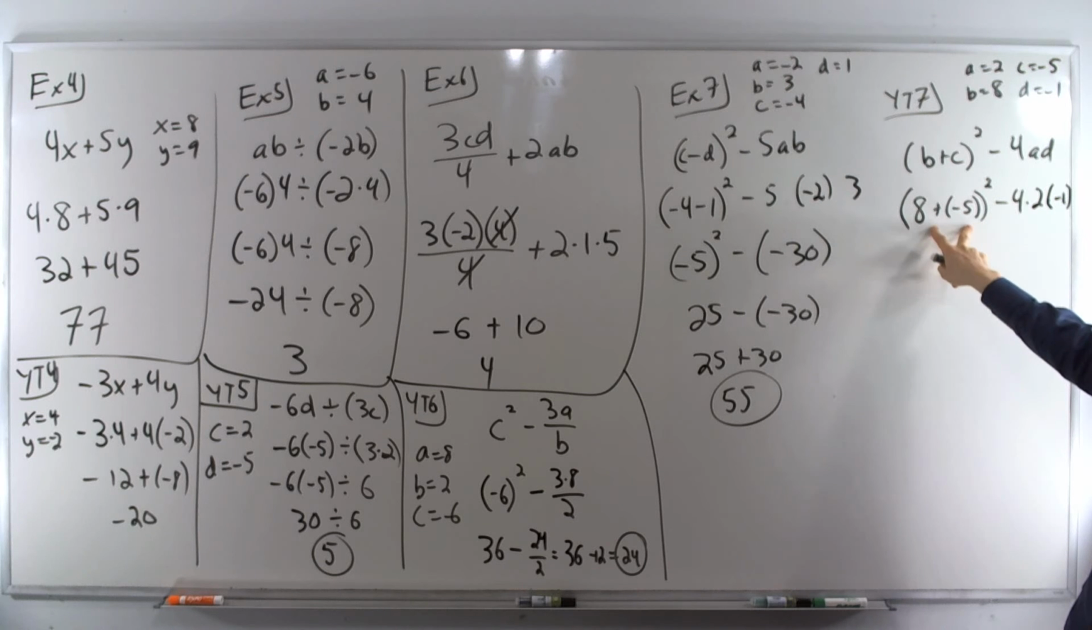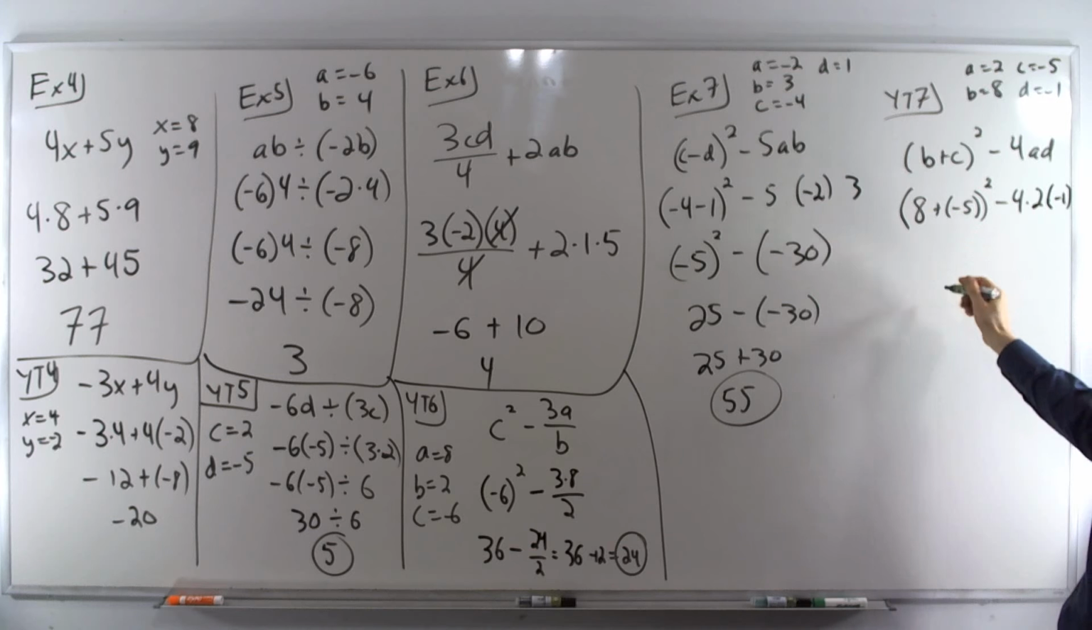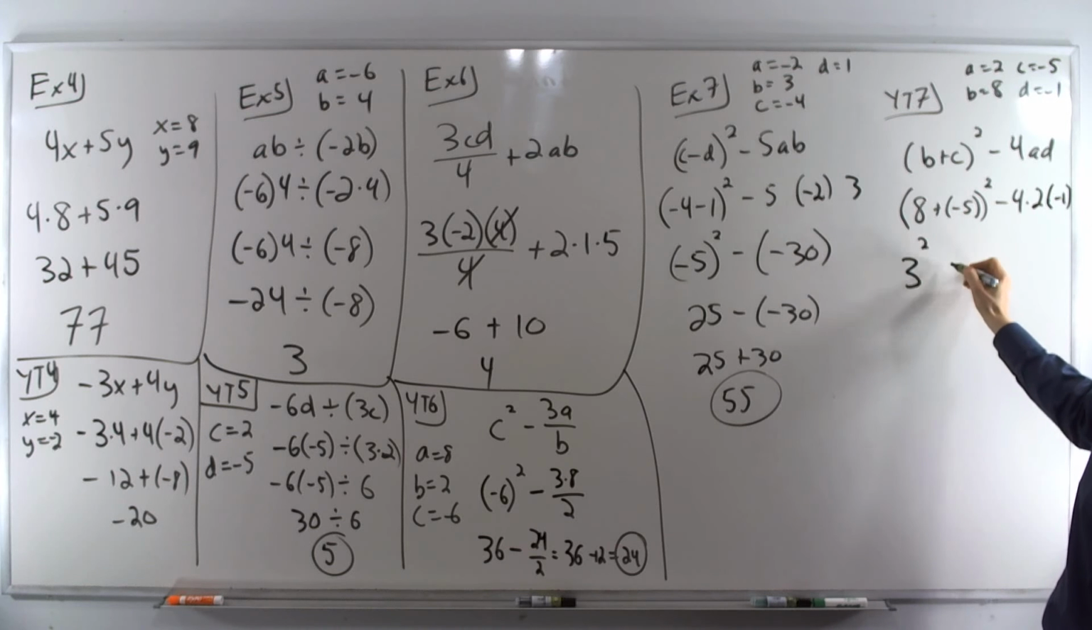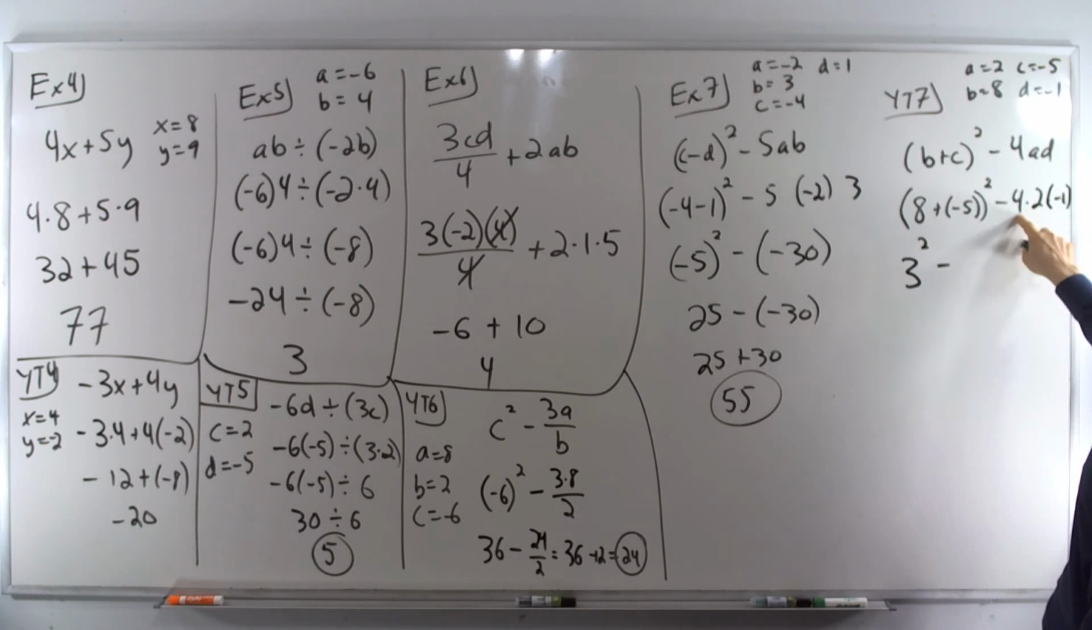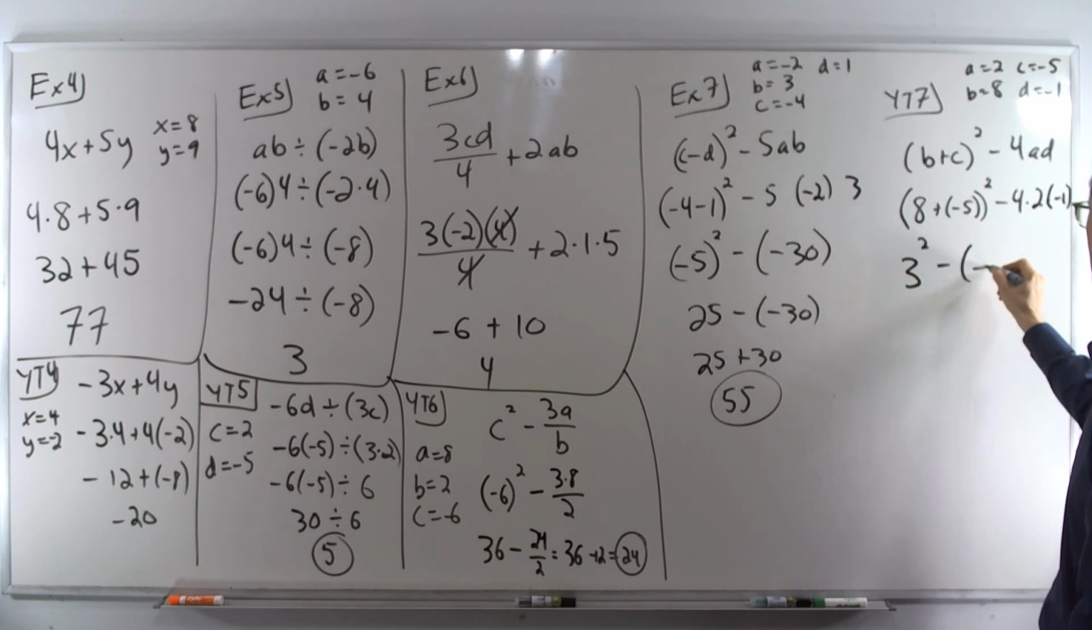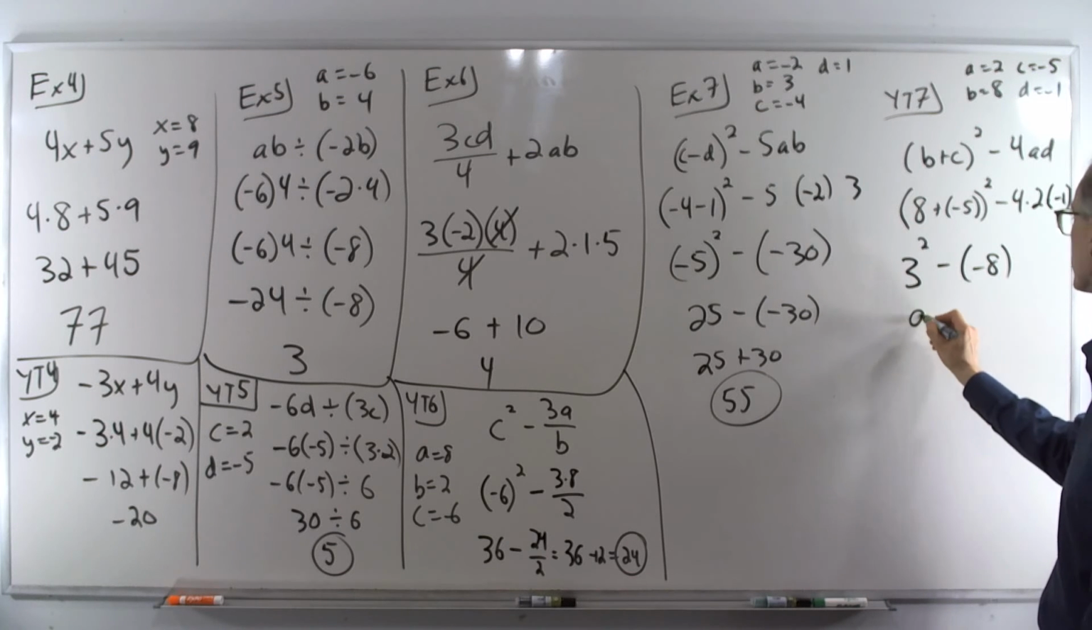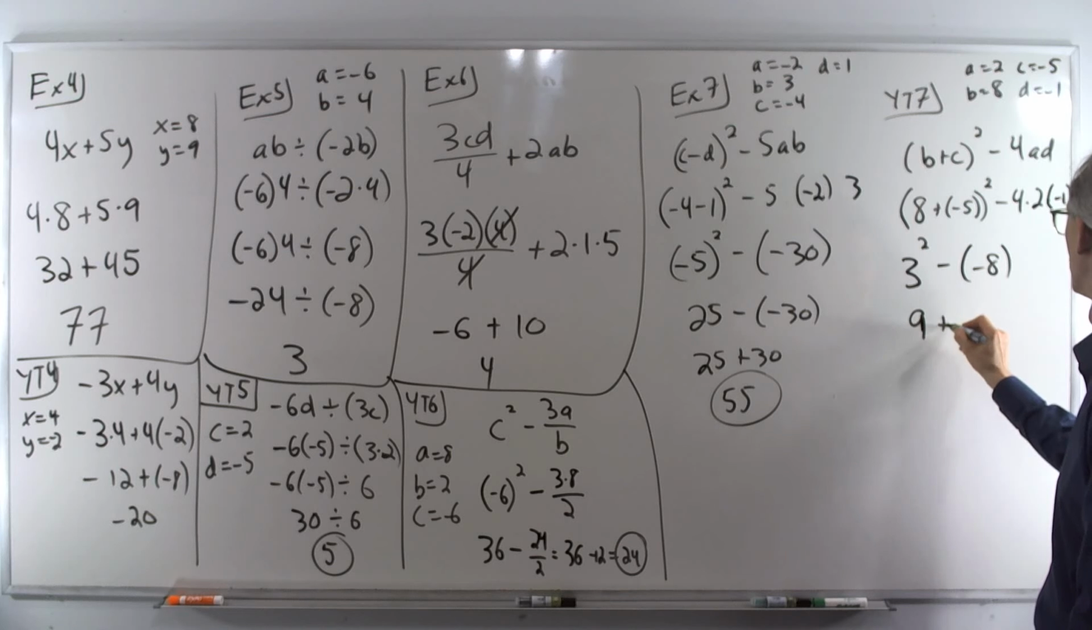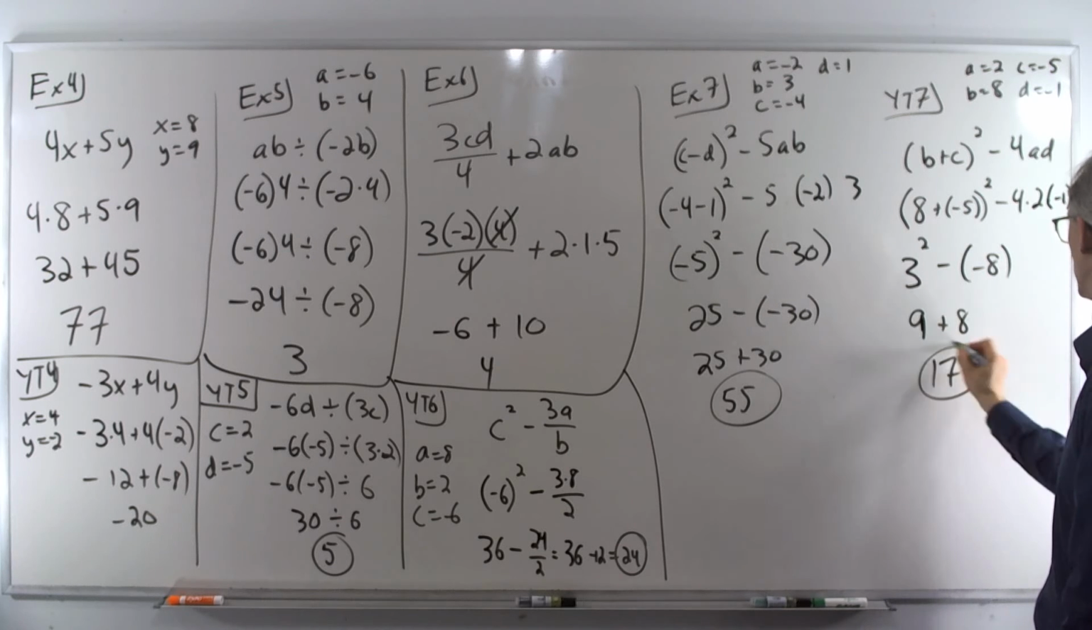Now we're going to go over here to the parentheses. 8 plus negative 5 is 3, so that gives us 3 squared minus, and then over here, 4 times 2 times negative 1 is negative 8. That gives us 9 plus 8, or 17.